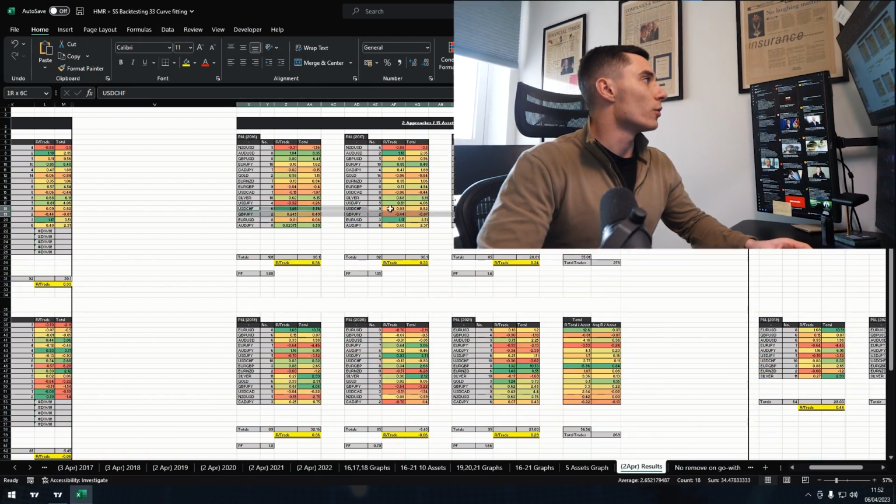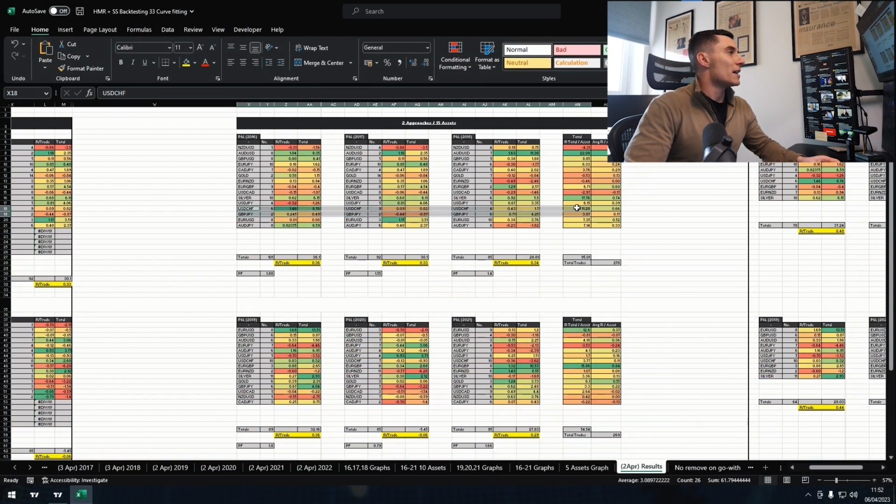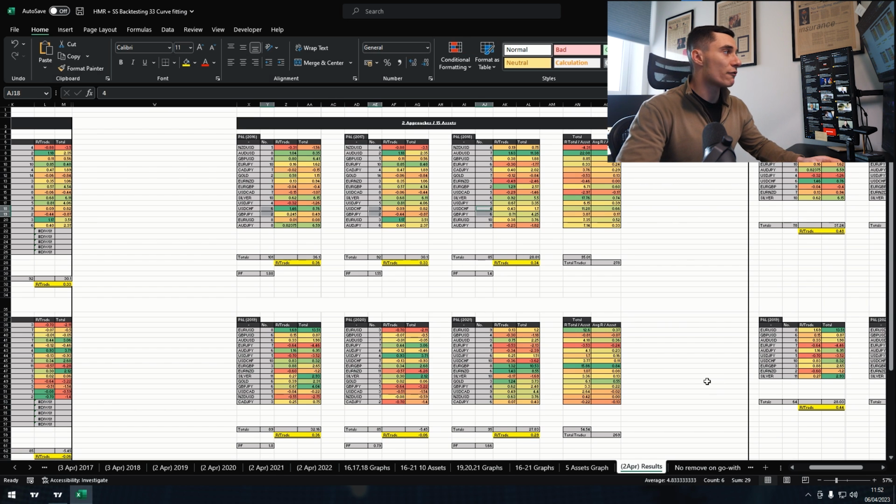So the two assets that we're talking about here are pound yen and dollar Swiss. I can see pound yen and dollar Swiss between the two of them over 2016, 17 and 18 made 15R, 29 trades, so about half an R per trade average, which is actually very, very high. May not sound high, but that is very, very high.